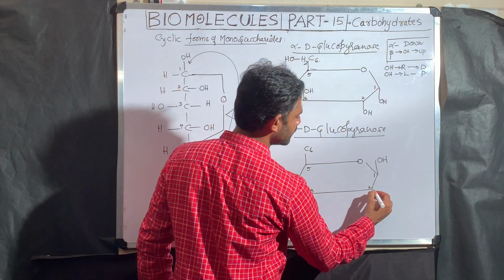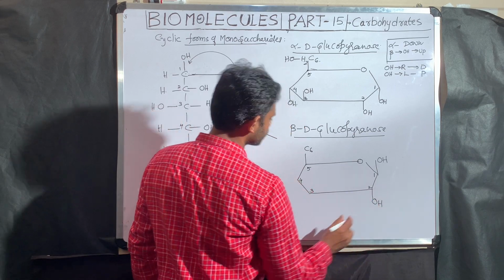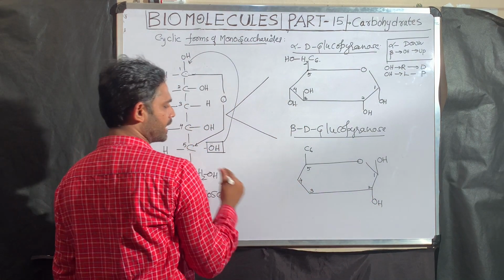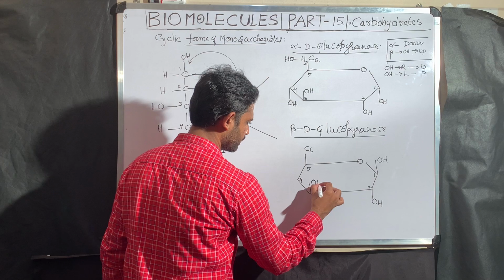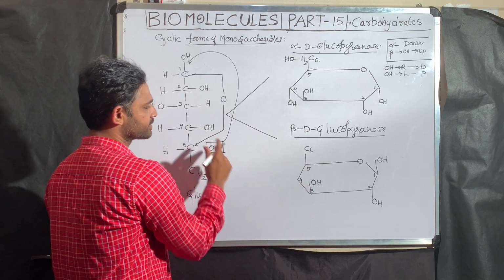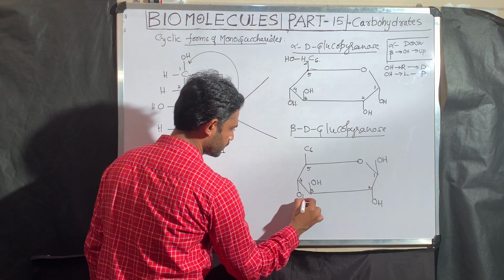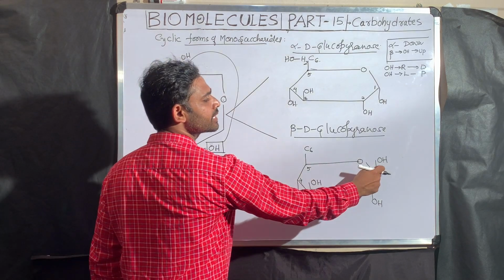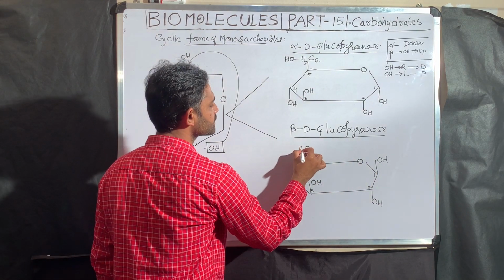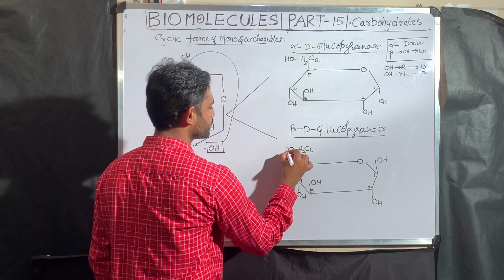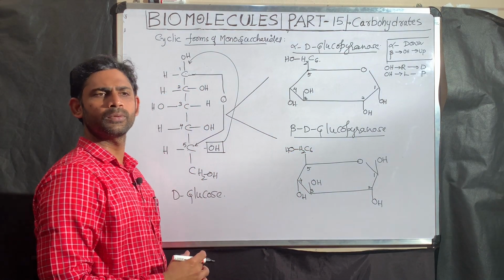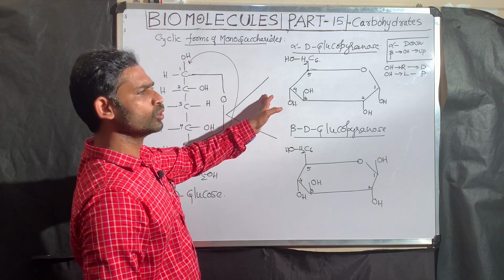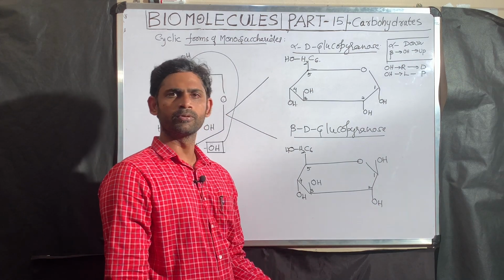Right side means down. Third carbon OH group on the left side. Left side means up. Fourth carbon right side means down. You reach the last symmetric carbon. The OH group is already represented on the functional carbon. Last carbon CH2OH. If you observe very clearly, this is glucose, this is also glucose, no doubt about it.